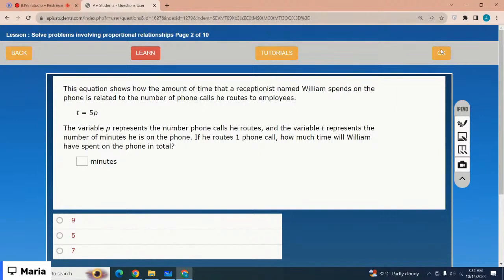That means if he routes one phone call, he will spend 5 minutes on the phone, because 5 times 1 is 5. So the correct option is 5.